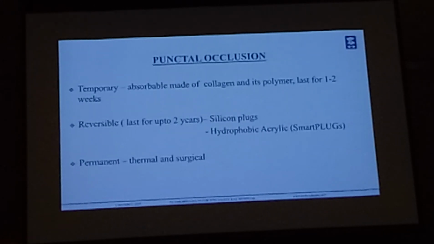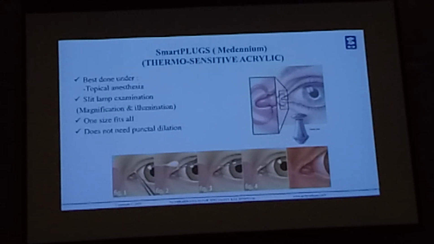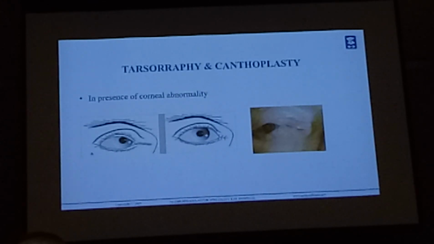Punctal occlusion is something that you can do. It's temporary. The punctal plugs are made of collagen and last for 1 to 2 weeks. It's reversible. You have silicone plugs and you have the smart plugs. We use the smart plugs in our clinic under topical anesthesia, just under the slit lamp. You can just insert them, one size fits all. It dilates because of the increased temperature, and there's no need for punctal dilatation or different sizes. That's quite easy to use.